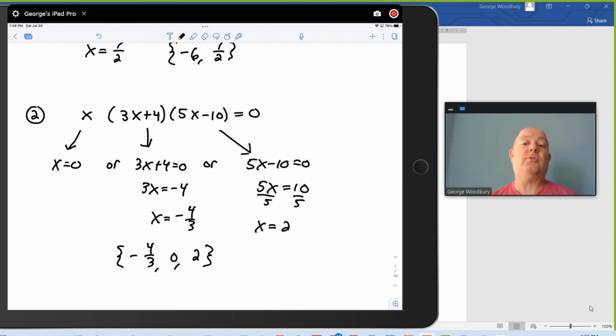All right, so that's a quick walkthrough of the zero factor property. We'll move on in the next video to take a look at a different property for solving quadratic equations.